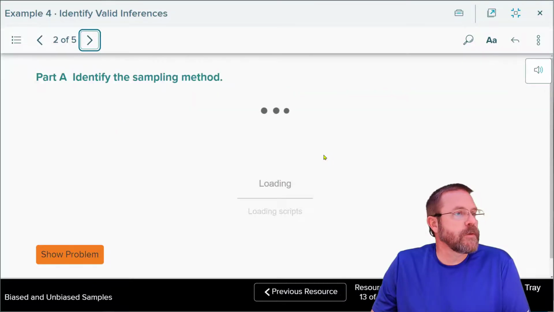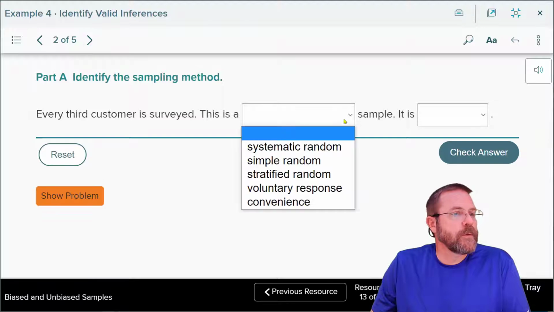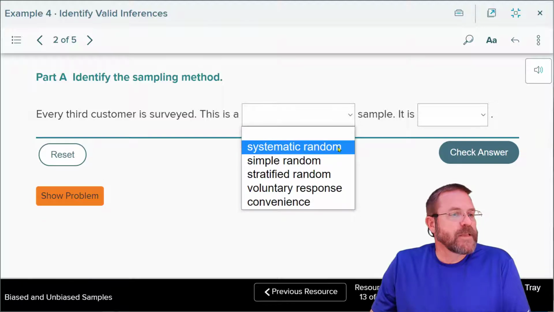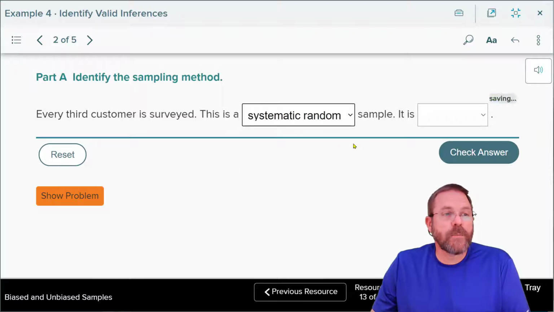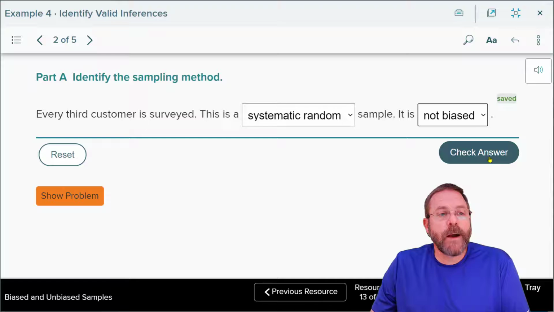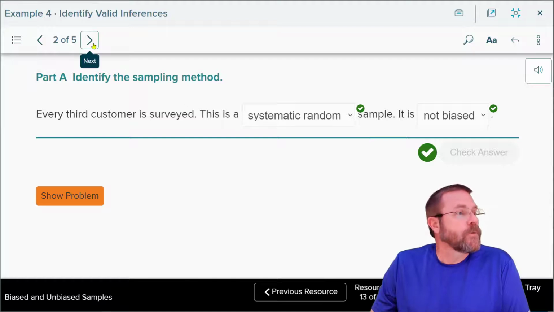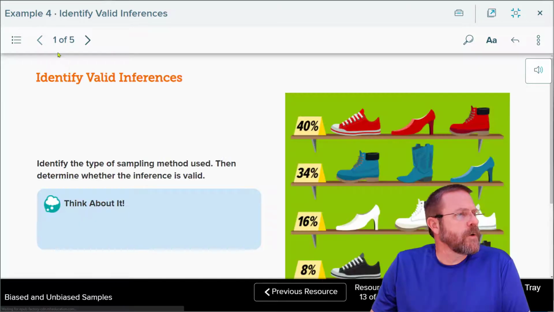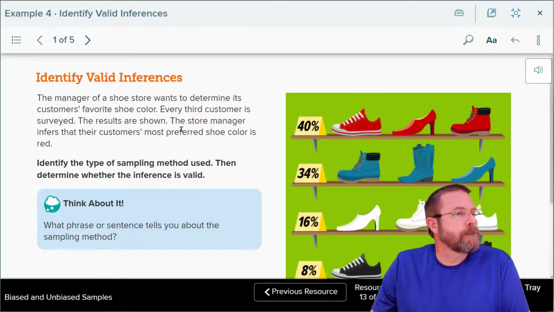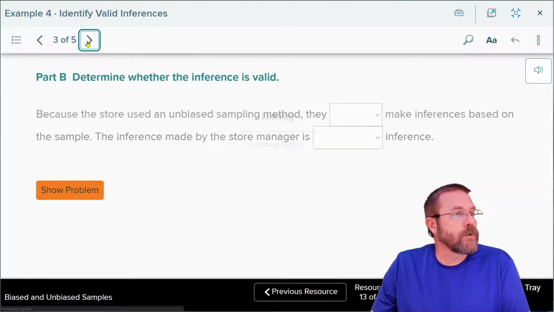So let's get into this. First off, that is going to be a systematic random sample. I said statistical, it's systematic random sample, and therefore it is going to be not biased, because they're only looking at the people in their store, yes, but they're looking at everybody coming in their store. Yep, every third customer.